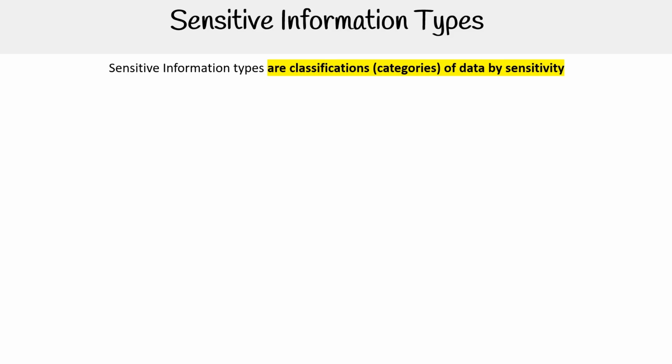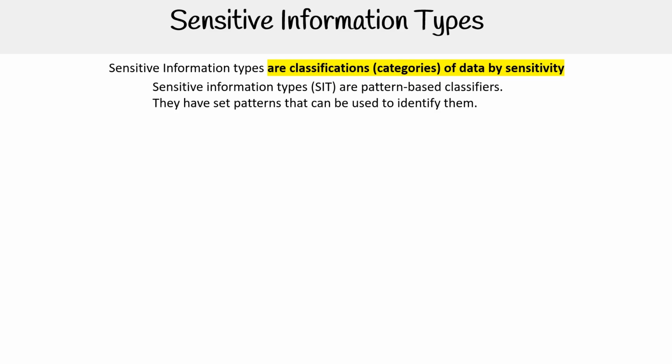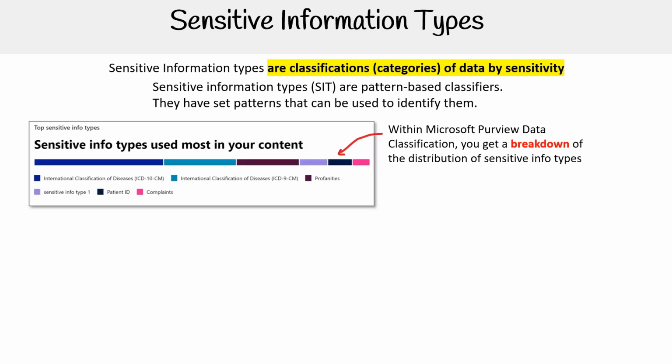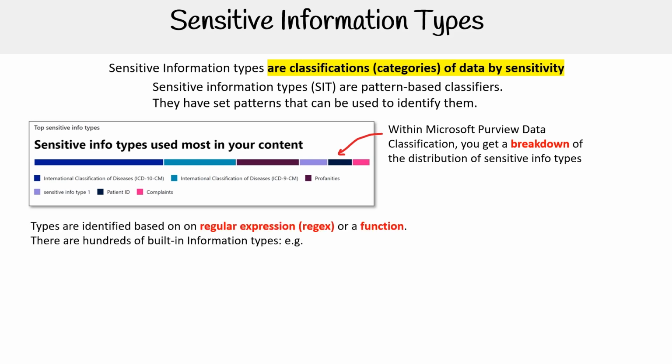So, sensitive information types are classifications or categories of data by sensitivity. They are pattern-based classifiers, and they have set patterns that can be used to identify them. So within the Microsoft Purview data classification feature, you can get a breakdown of the distribution of sensitive info types. So here, imagine you have a bunch of documents and you said, hey, tell me what you found in these documents, and there it gives it kind of a breakdown by type. These types are identified based on regular expression or a function.